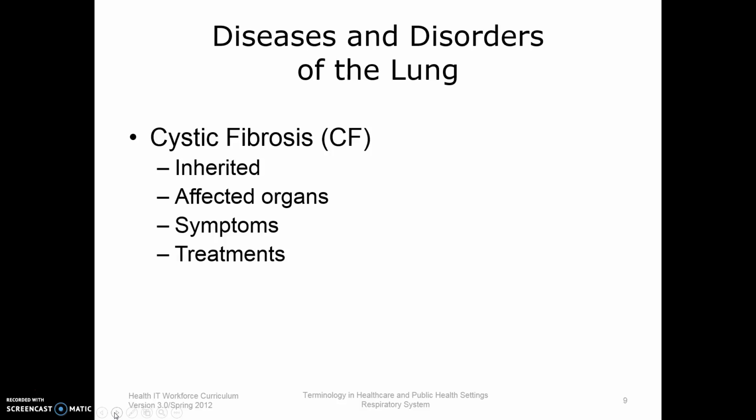Now let's look at some of the diseases of the lungs. Cystic fibrosis, or CF, is an inherited disease of the mucus and sweat glands. It affects mostly the lungs, pancreas, liver, intestines, sinuses, and sex organs. CF causes mucus to be thick and sticky. The mucus clogs the lungs, causing breathing problems and making it easier for bacteria to grow. This can lead to repeated lung infections and eventual lung damage.